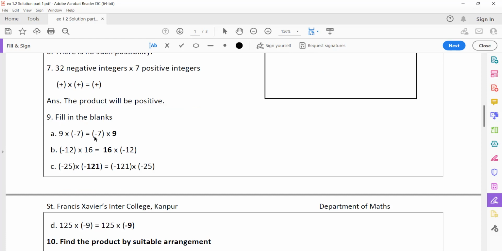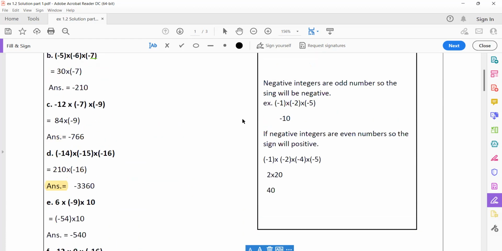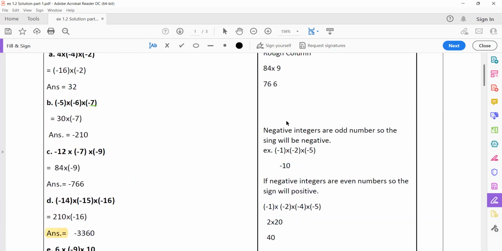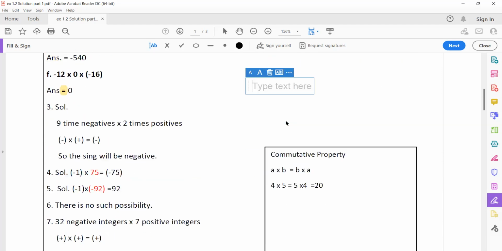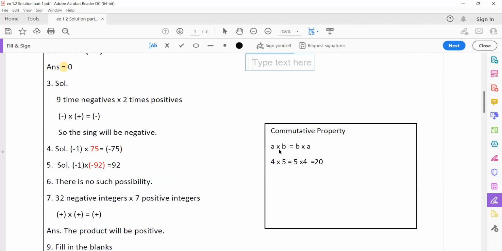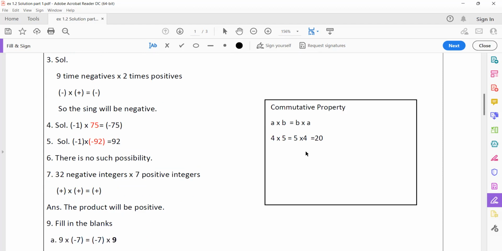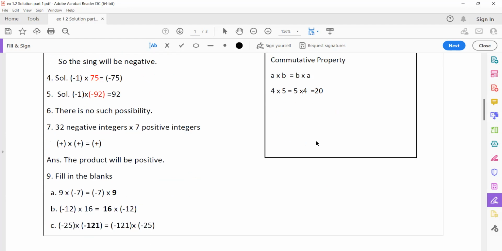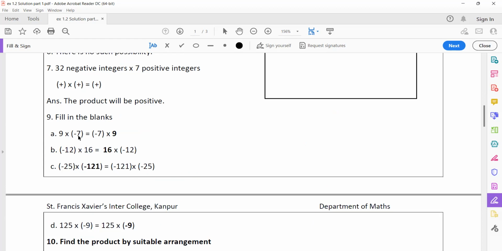Question number 9 is based on the commutative property. My dear student, you know this idea. According to the commutative property, when we multiply A into B, we will get the same result if we multiply B into A, because if we change the order in multiplication, there is no effect on the product. Similarly, if you multiply 4 into 5, or 5 into 4, the answer will be 20. So the same thing is here.